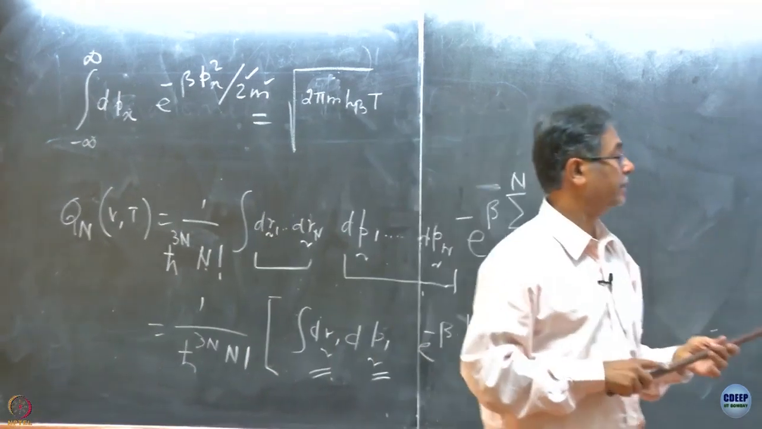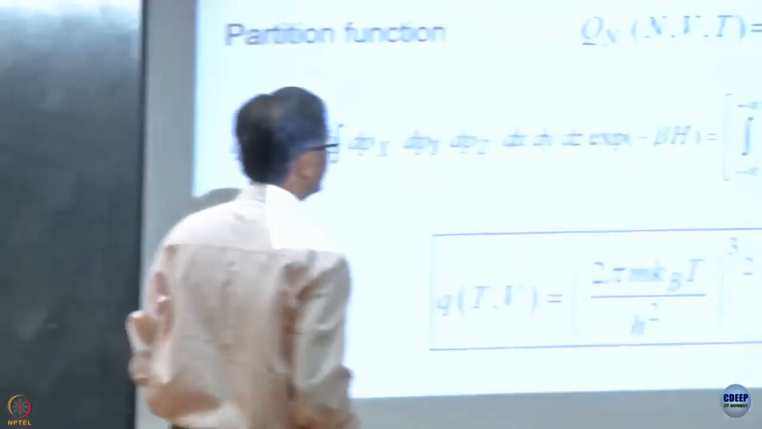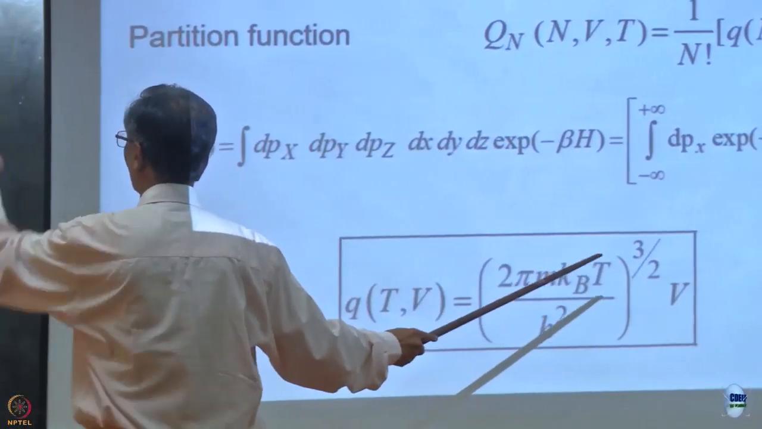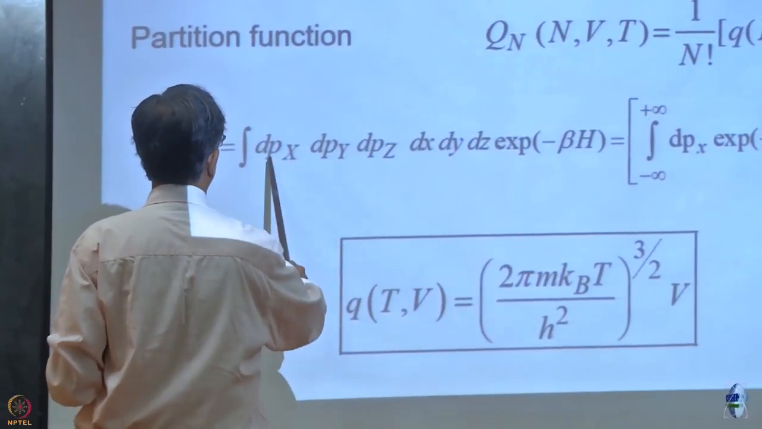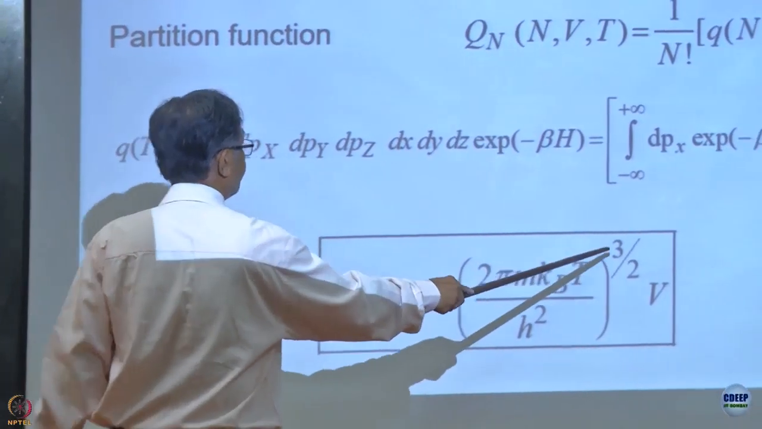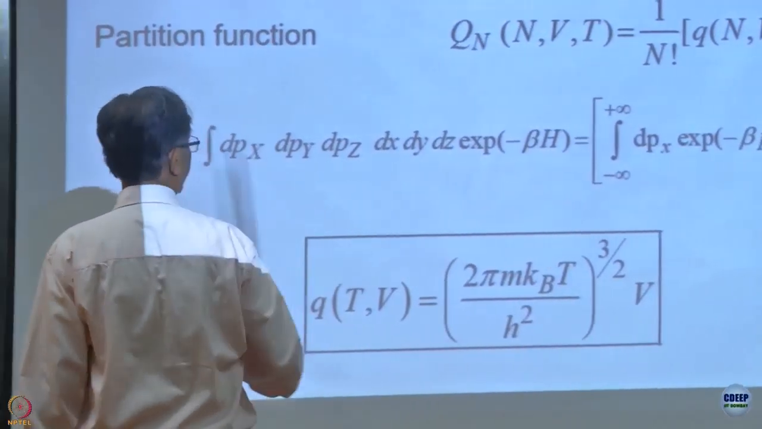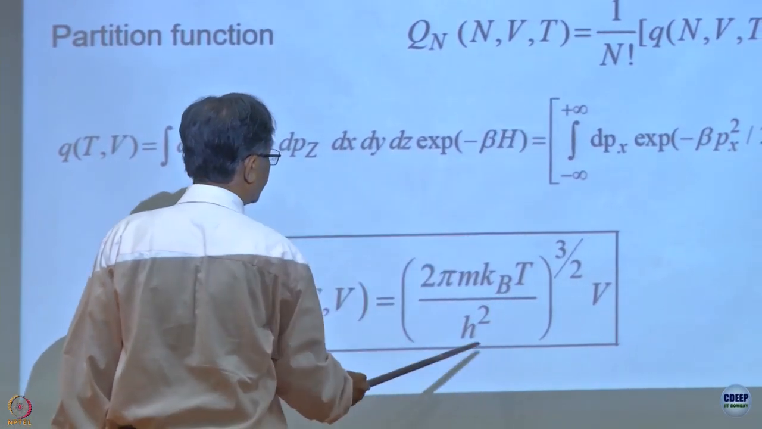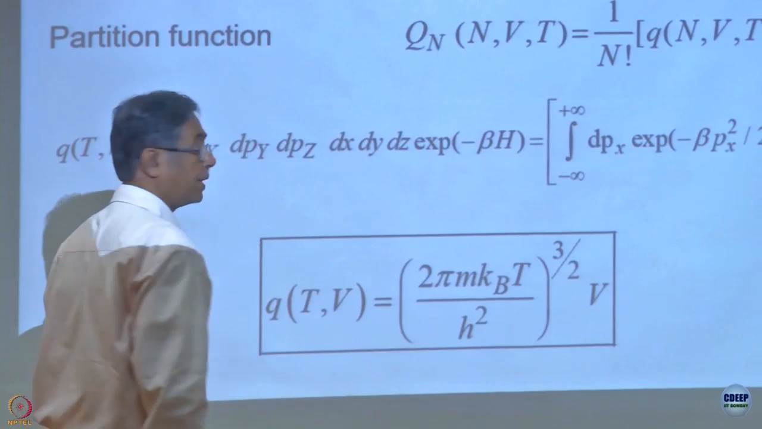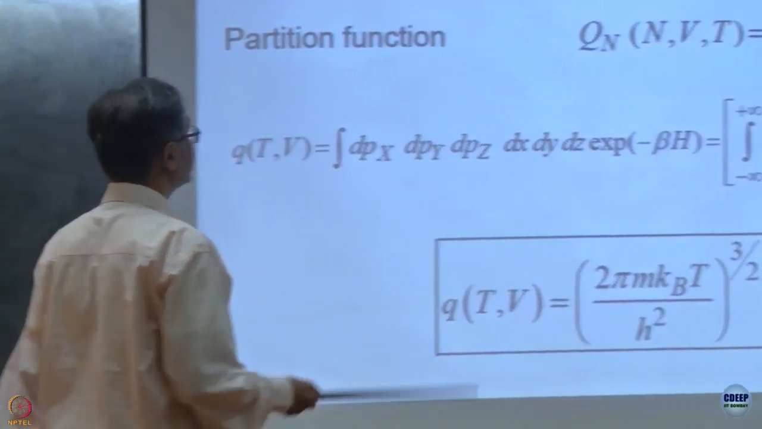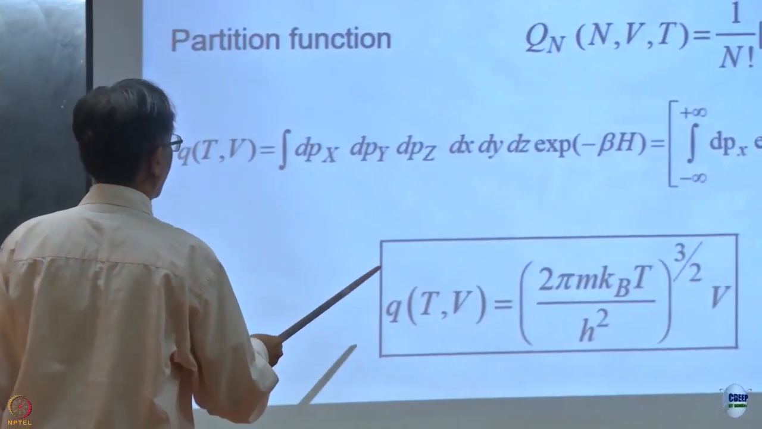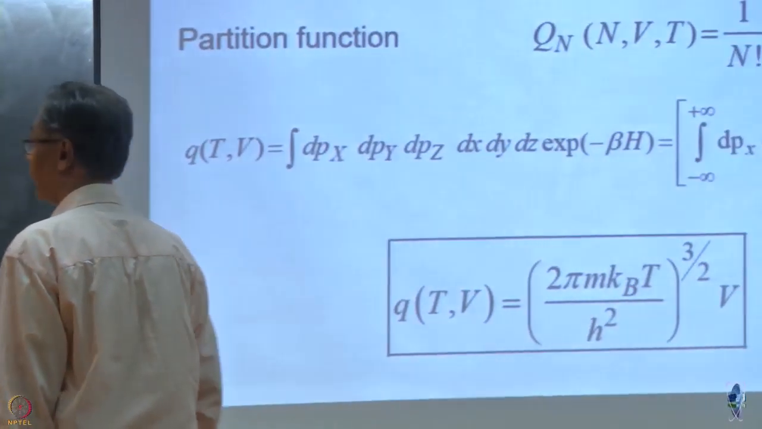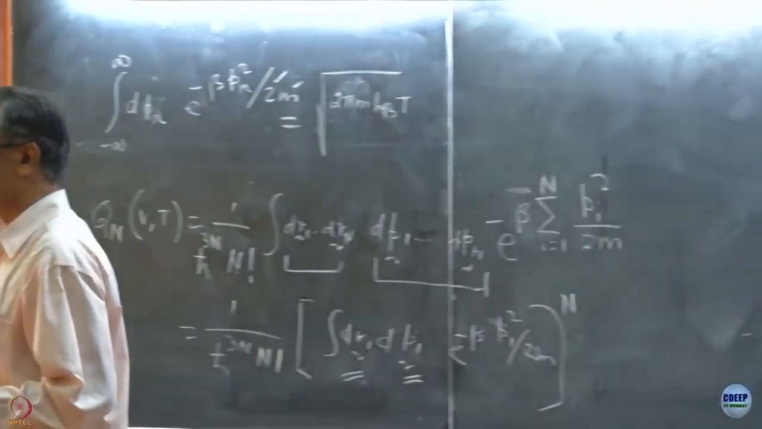That integration in its full glory comes here, and since it is root over 3 of them, 1 to 3 of them becomes cube, and since root becomes 3 by 2, if I have to put Planck's constant h to the power 3n here, that goes here as h square. Okay. So this is the small q cubed. I have 1 over n factorial in front of the big Q. This is the partition function of the monatomic gas.